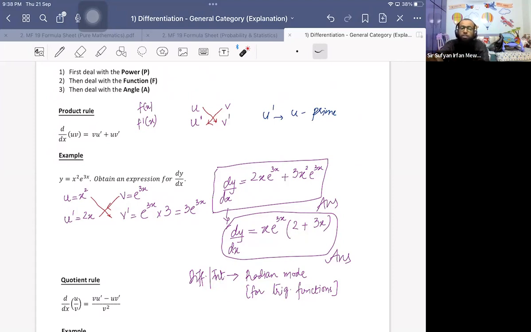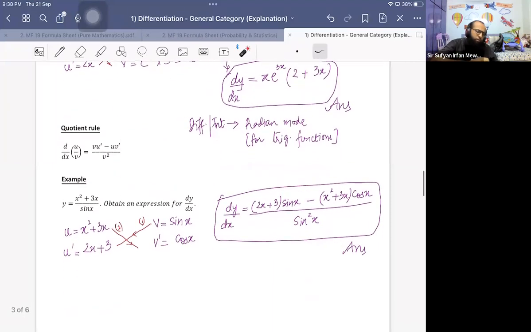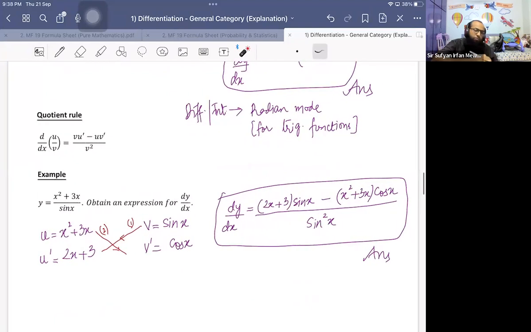So whenever we are dealing with trigonometric functions, and if the domain is not specified, then in that case, we are going to keep our calculators in radian mode. We are going to work in radians, right? This is a point that we need to remember. So if we check out the quotient rule, differentiation of u upon v: vu prime minus uv prime upon v square. The function in the numerator is known as u. The function in the denominator is known as v.